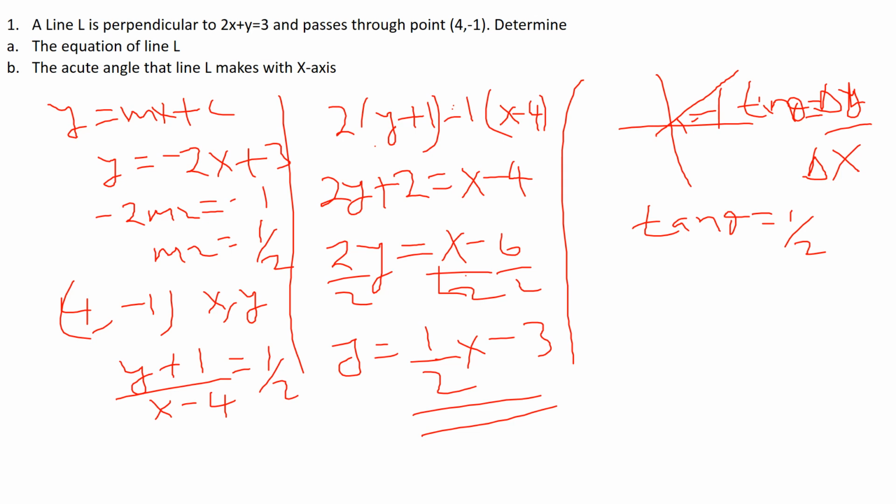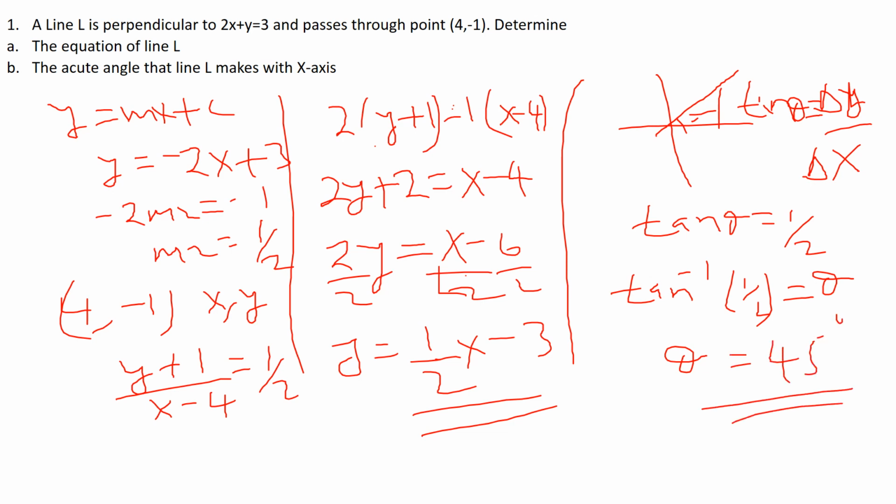And then we can get the tan inverse of our half. This will give us our theta, and this angle will be equivalent to 45 degrees. That's how you can get that angle between the line and the axis. So that is that question. We can proceed to the next question.